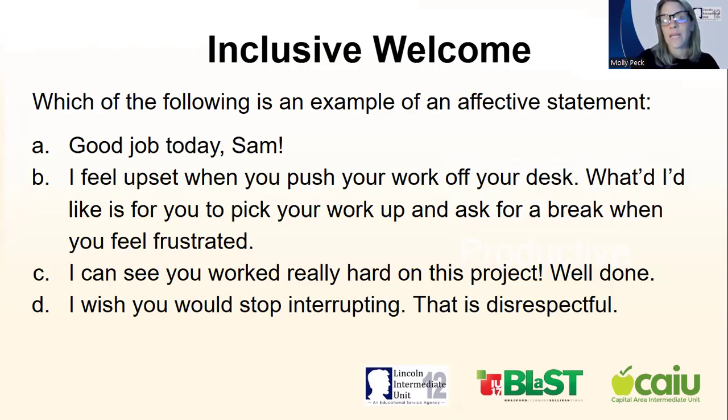Which of the following is an example of an affective statement? A, good job today, Sam? B, I feel upset when you push your work off your desk. What I'd like is for you to pick your work up and ask for a break when you feel frustrated. C, I can see you worked really hard on this project. Well done. Or D, I wish you would stop interrupting. That is disrespectful.